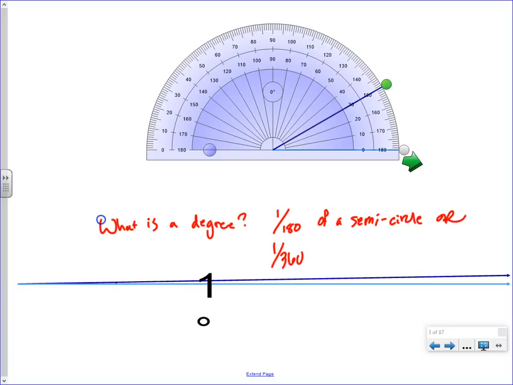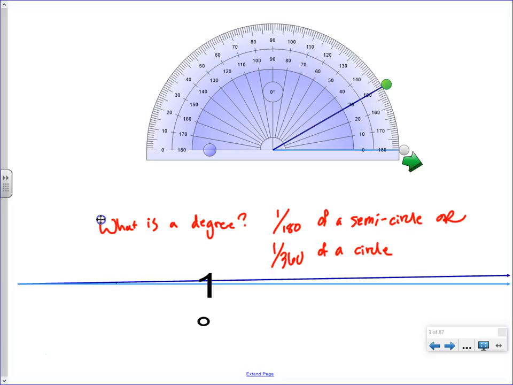What am I going to write? 1/180th of a semicircle, or 1/360th of a full circle. And what am I talking about? 1/180th of what? 1/360th of the rotation, right? So take whatever rotation you need in order to get there, and then it's 1/180th or it's 1/360th.